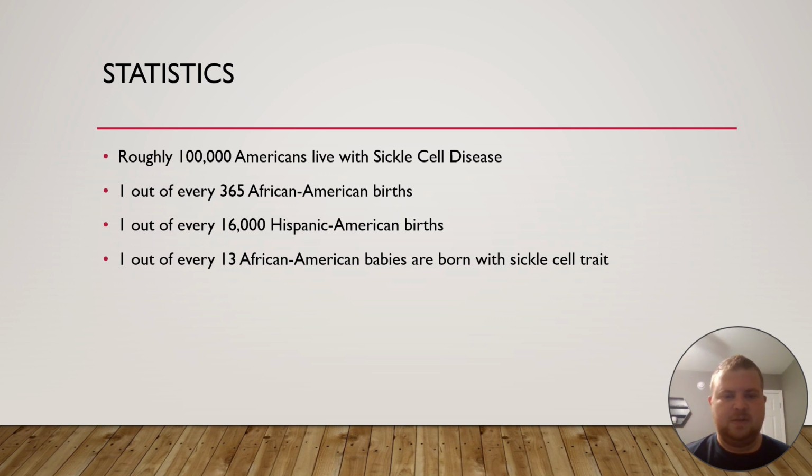Roughly 100,000 Americans live with sickle cell disease every day. 1 out of every 365 African American births have sickle cell disease. 1 out of every 16,000 Hispanic American births have sickle cell disease. And 1 out of every 13 African American babies are born with sickle cell trait. This does not mean that they have sickle cell disease, but they have one copy of the disease.